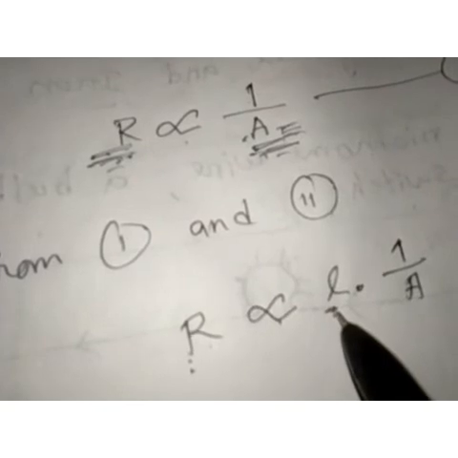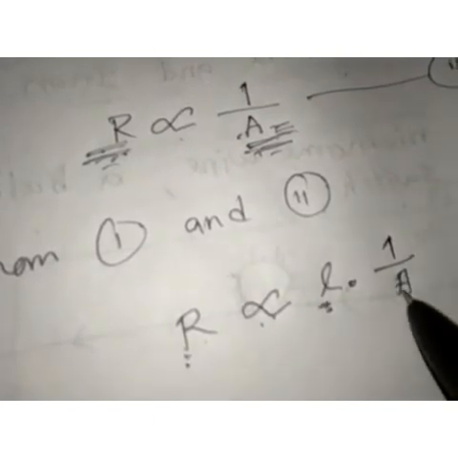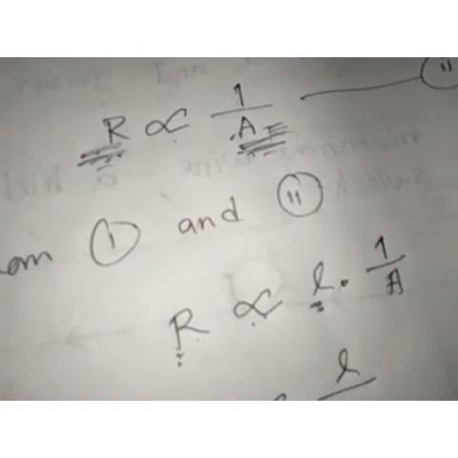Okay, look, resistance is directly proportional to the length of the wire and inversely proportional to the area of cross section. R for resistance, L for length of the conductor. Resistance is directly proportional to the length of the conductor and resistance is inversely proportional to the area of cross section. So R is proportional to L by A.